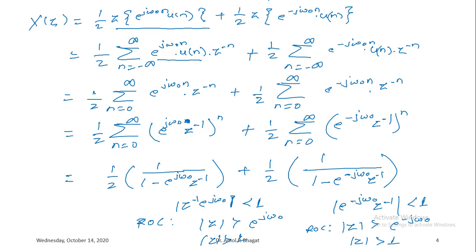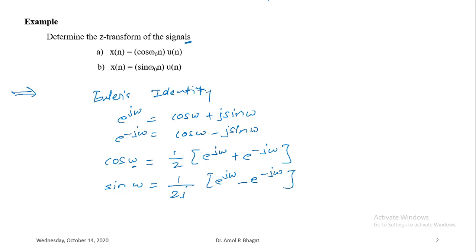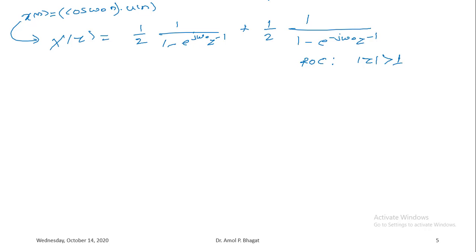Similarly, you can identify it for the second, that is x of n equals sin omega 0 n into u of n. So the second equation you are given is x of n equals sin omega 0 n into u of n. Again, in place of sin omega 0 n you can substitute the value 1 upon 2j.